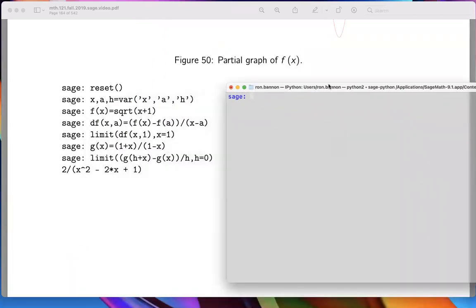And I think we've done this a number of times. Reset. This gives us a clean sheet of paper, so to speak. It basically purges any memory that I've left over from another problem I was doing. Now, notice we're defining three variables here: X, A, and H. And this pertains to what we're doing in this section of the notes, by the way. First variable is X, the second variable is A, and the third variable is H. And then I'm going to define a function F. F of X is being assigned, the equal is an assignment operator, square root of X plus 1.